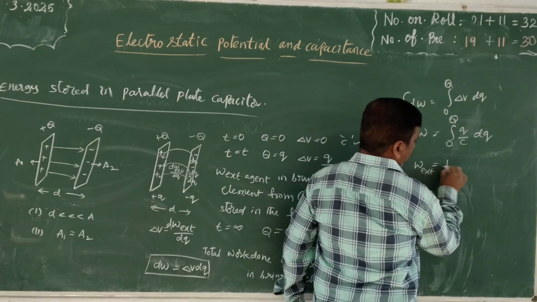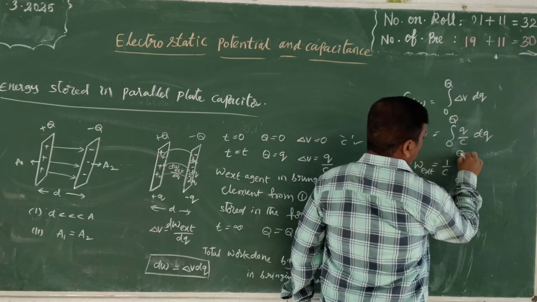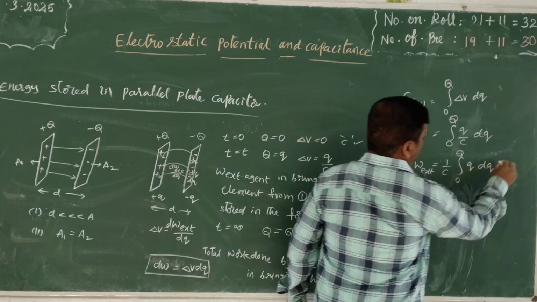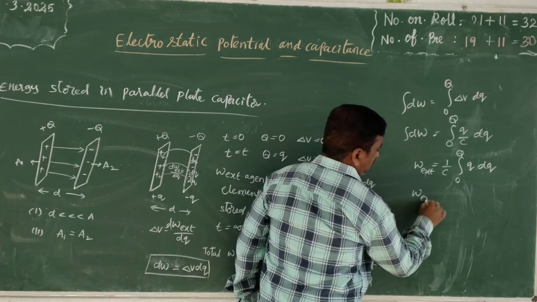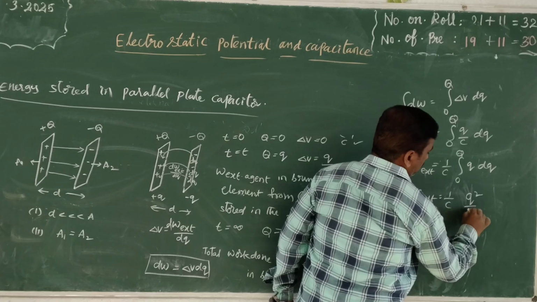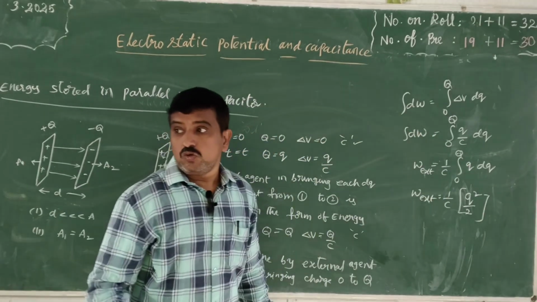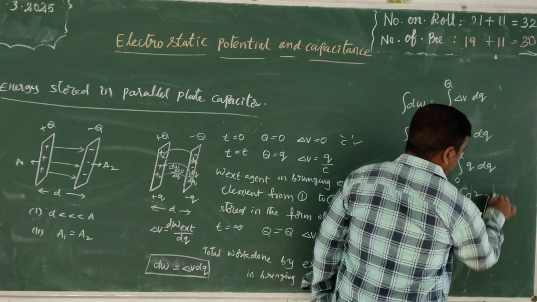See here, 1 by c we can write outside, because c is constant, 0 to q dq. Work done by external agent equals 1 by c times q square by 2. The integration of q is q square by 2, from 0 to capital Q.